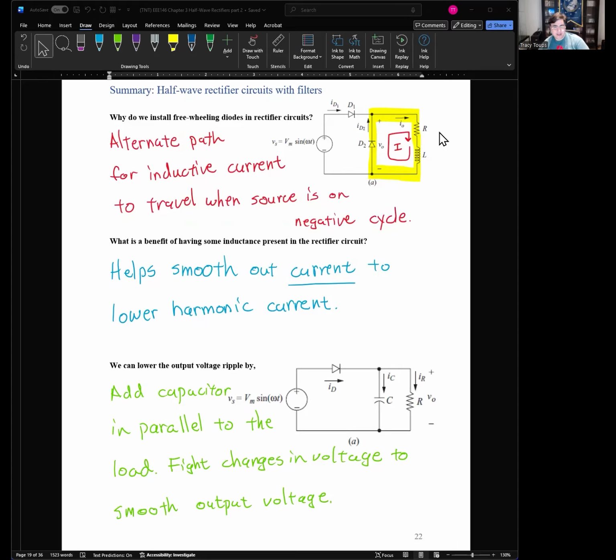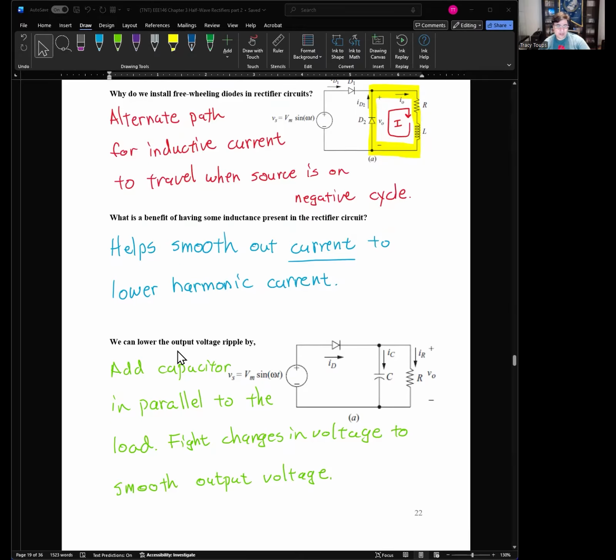What is the benefit of having an inductance present in the rectifier circuit? So this RL, this inductor, has some bad things, but it has some good things as well. One of the biggest things it does, it helps smooth out the current to lower the harmonic current value. An inductor is very good at creating that nice flat DC output current.